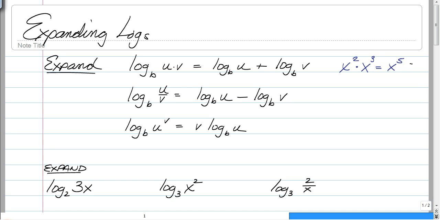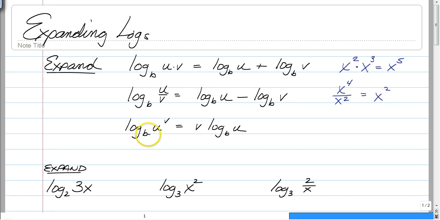Log base b of u divided by v is the same as log base b of u minus log base b of v. Again, x to the fourth over x squared is going to be equal to x squared, because 4 minus 2 is 2.